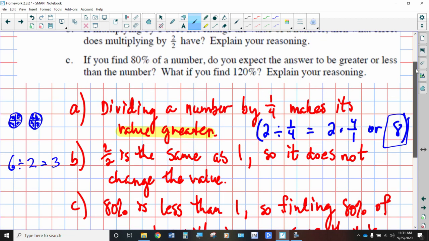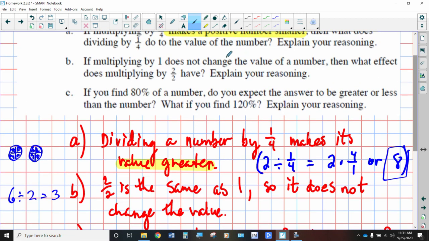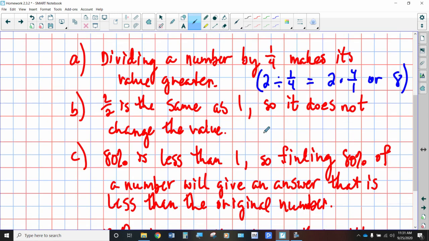What's the next question? If multiplying by 1 does not change the value of a number, then what effect does multiplying by 2/2 have? Well, it's the same since that's a giant 1. Whenever you multiply any fraction times a giant 1, you're not changing its value. So if I took 3/5 and I multiplied it times 1, you would still get 3/5.